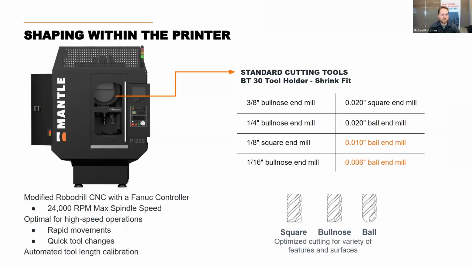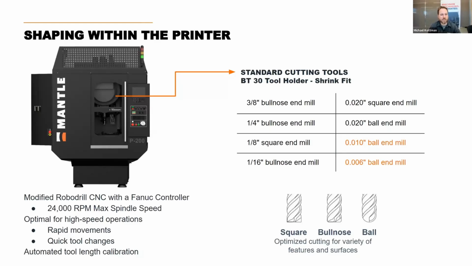So it's a modified 3-axis system. We use a FANUC controller. Their spindle speed can go up to 24,000 RPMs, and it has an automated tool change turret. So we can switch between tools automatically. Like Ethan mentioned, all this is done by the software. It doesn't require any programming by the user. And it also moves very quickly through these steps and does automated tool length calibration.